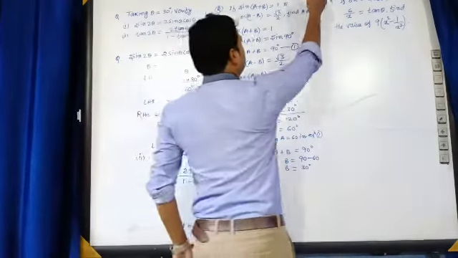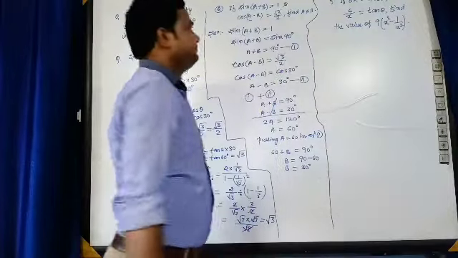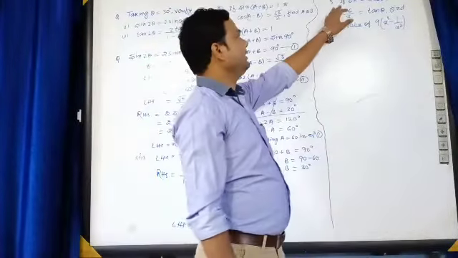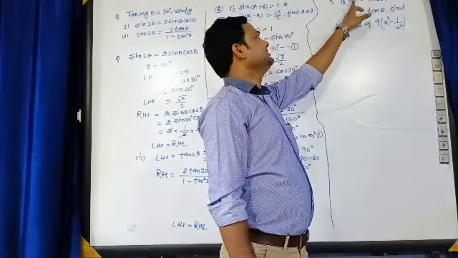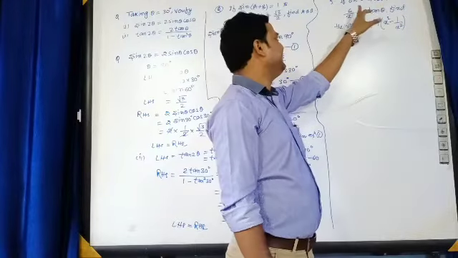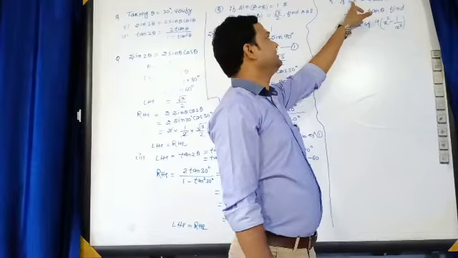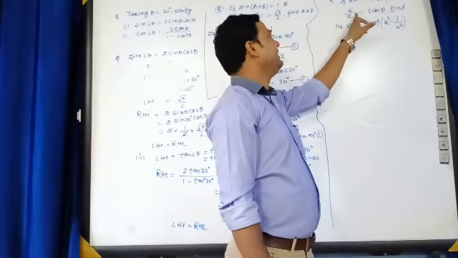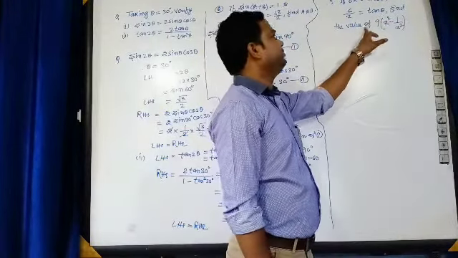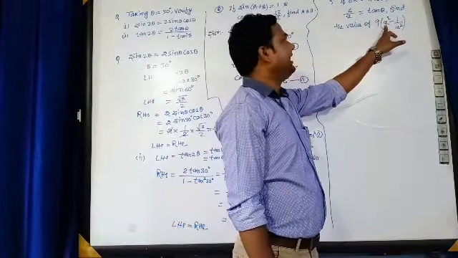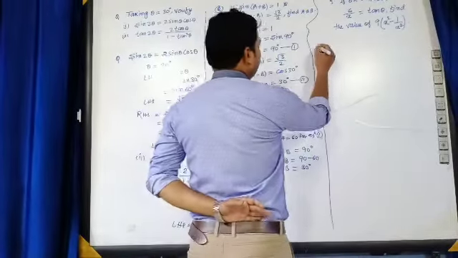Now move to the third question. Look here, in this question, if 6x equal to sec theta and 6 by x equal to tan theta, we have to find the value of 9 into (x square minus 1 by x square). Okay, so now look here.